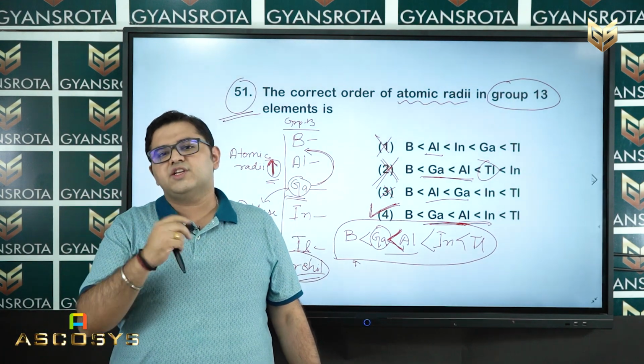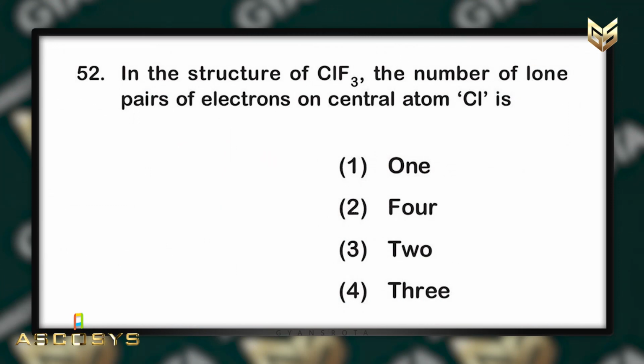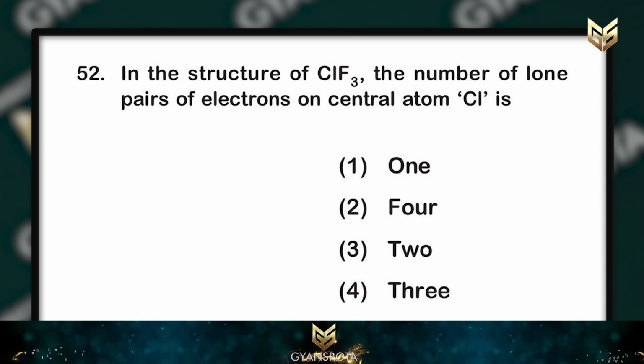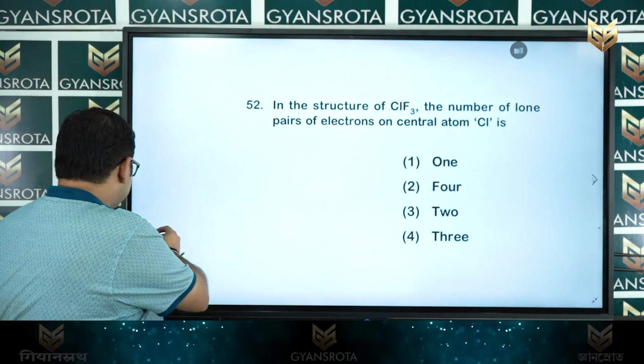Now, we are moving on to the next question, that is question number 52. So, question number 52 is on the screen. In the structure of ClF3, the number of lone pairs of electrons on the central atom chlorine is. So, now we are moving to the solution part.